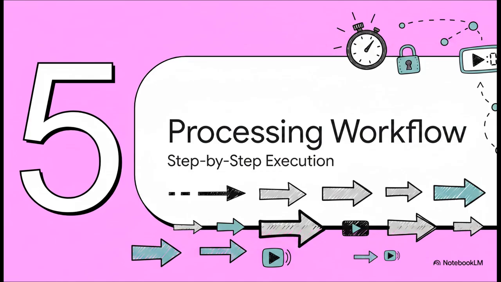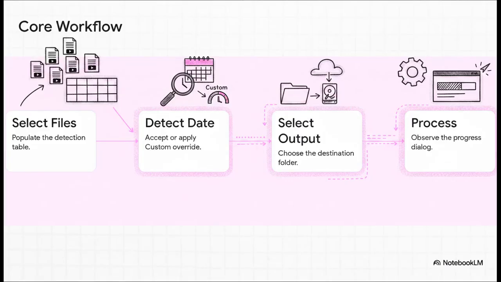Which leads us to Section 5, the core processing workflow, step-by-step execution. The user journey here is incredibly streamlined. It really just distills down to these 4 easy steps. 1. Select your files to populate your table. 2. Review the detected date. You can accept the automatic 2-tier detection we just talked about, or if you absolutely have to, apply a custom override manually. 3. Select your output destination. And 4. Hit the Timestamp Videos action button.